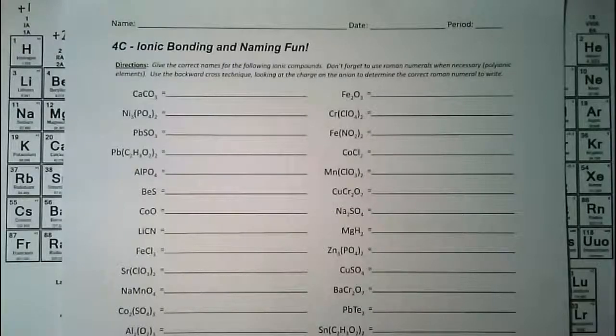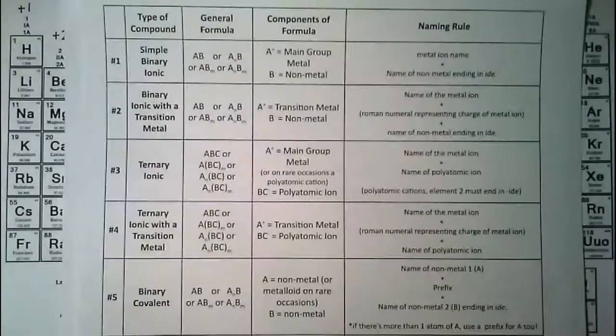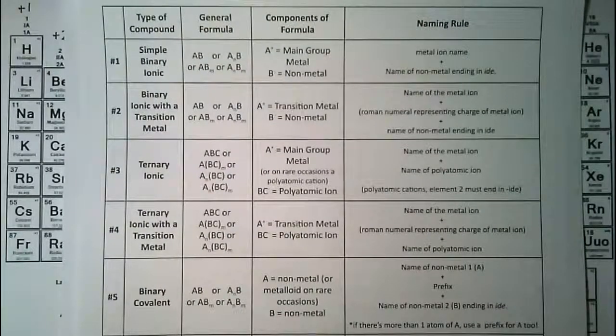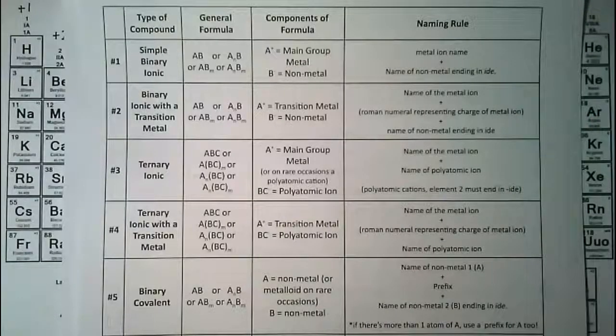In this video, we are going to look at the Ionic Bonding and Naming Fun worksheet. When you're doing this worksheet, if you are having questions as to which naming rule to follow, be sure to use your flowchart to classify the compound, and then reference your comprehensive guide to chemical naming, which will give you whichever naming rule you need to use. When we first start doing naming, you probably will have to reference this guide a lot to figure out which naming rule you are supposed to use.